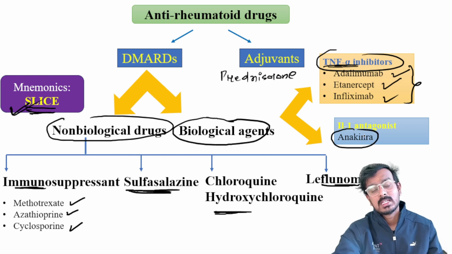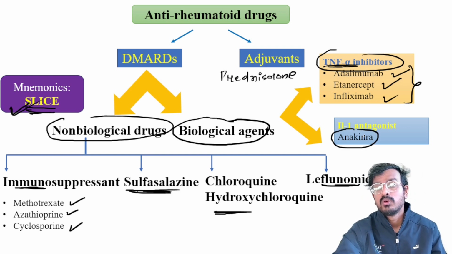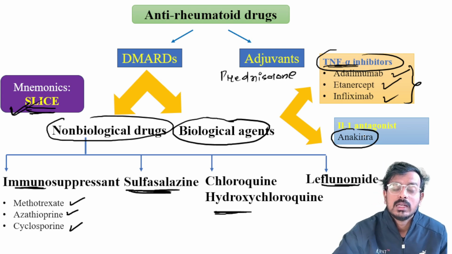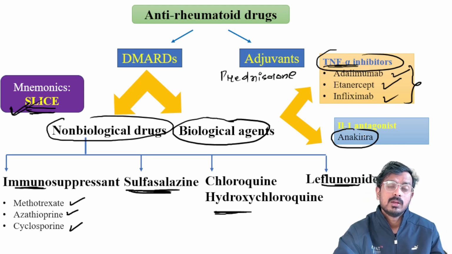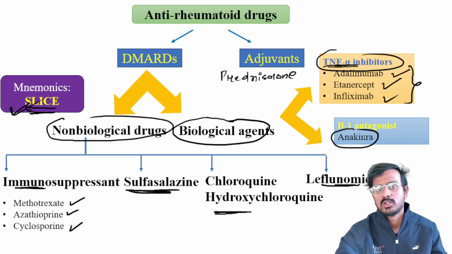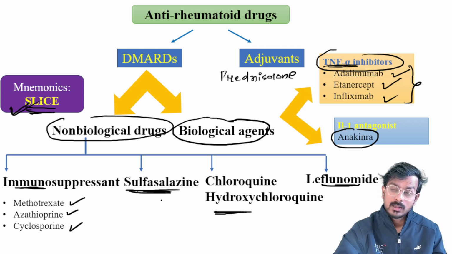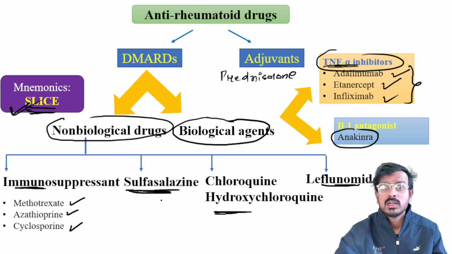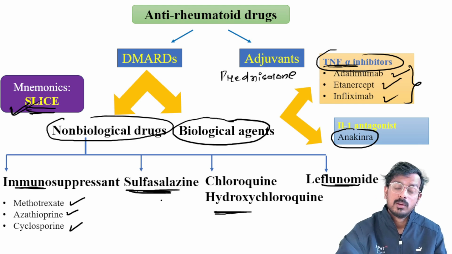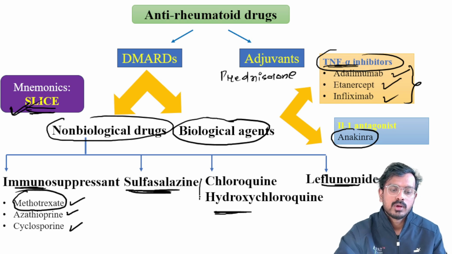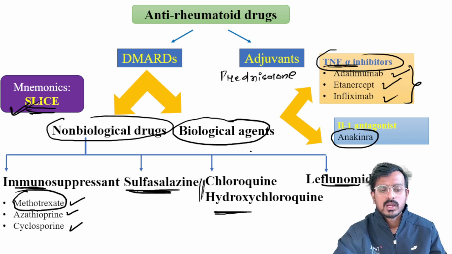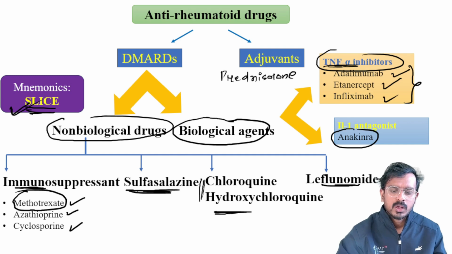Direct questions are asked from this part: which of the following is a DMARD? Which of the following is not a DMARD? Which of the following is a TNF alpha inhibitor? Which is not a TNF alpha inhibitor used in rheumatoid arthritis? Like that, you will get questions from this topic. One question can be asked: which anti-cancer drug is used as a treatment for rheumatoid arthritis? That is your methotrexate. And chloroquine and hydroxychloroquine are basically anti-malarial drugs. So you have to remember this class. A simple mnemonic I have explained to you will help you remember it.